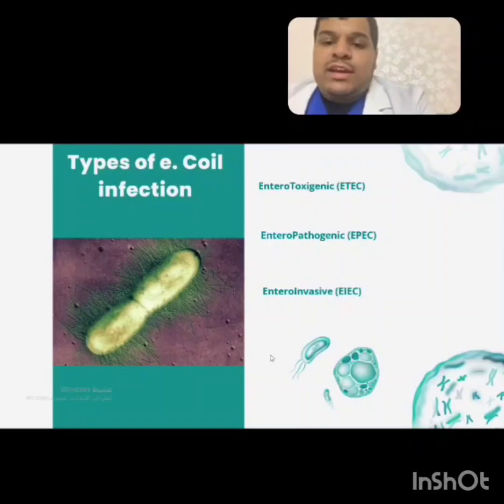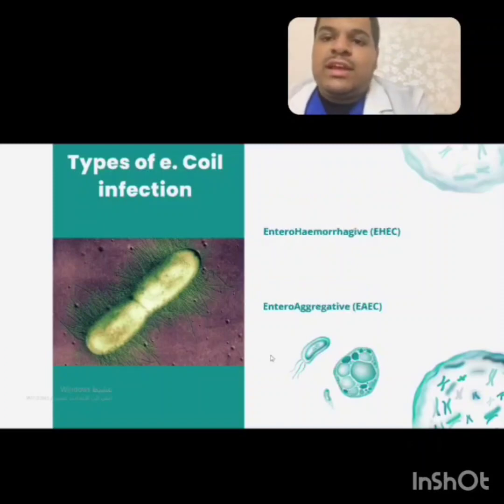The third one is the enteroinvasive E. coli, EIEC. EIEC is a type of pathogenic bacteria. They use adhesion proteins to bind and enter the intestinal cell. They do not produce a toxin, but severely damage the intestinal wall through mechanical cell destruction.